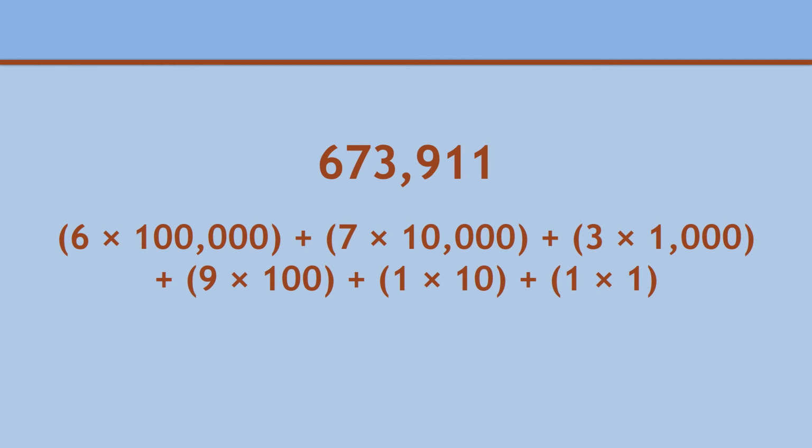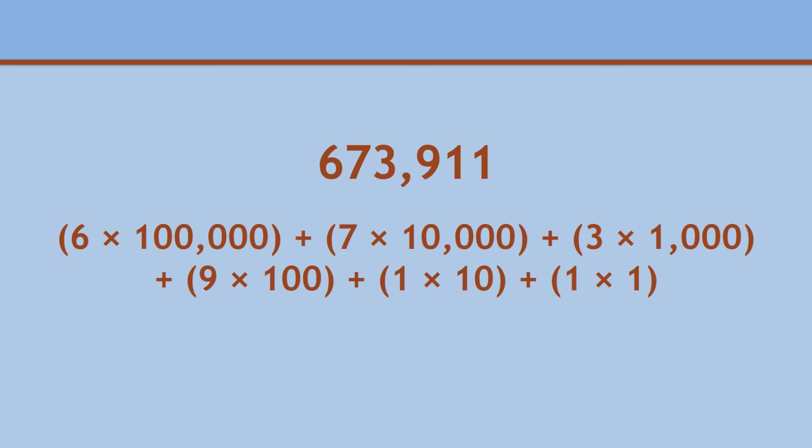Okay, so this should look familiar. Here we have 673,911, and we have it written in expanded form. So we have 6 times 100,000 because we have 600,000 as our greatest place value. And then we have 7 times 10,000 because we have 70,000, 3 times 1,000 because we have 3,000, and so on and so forth until we get all the way to our ones place.